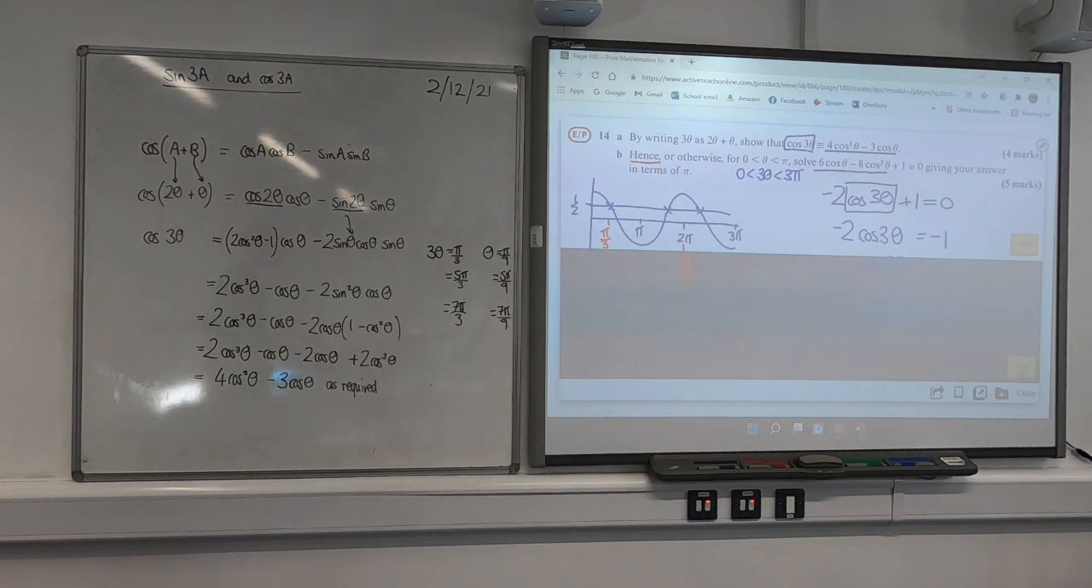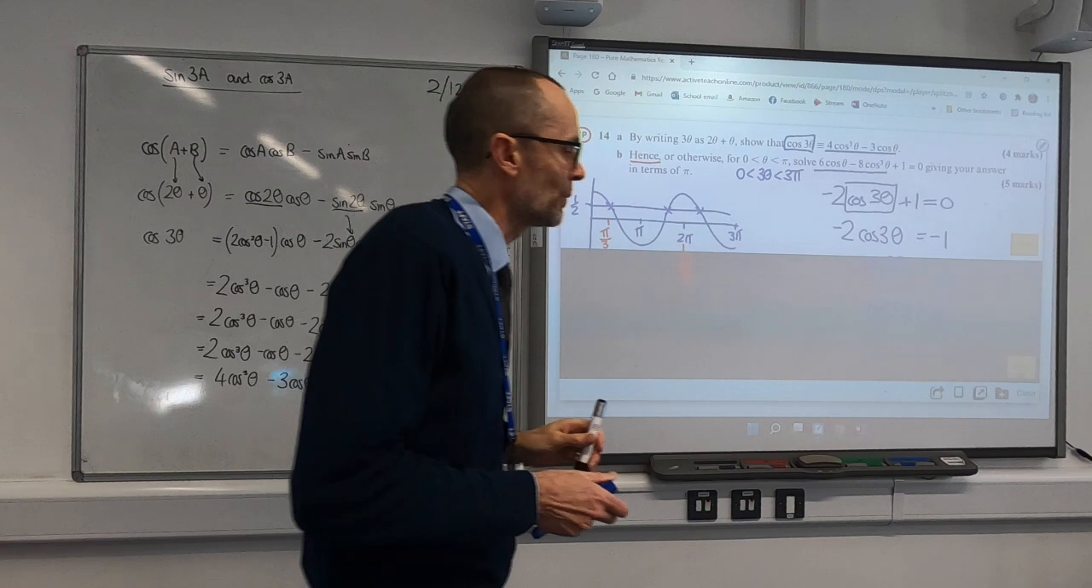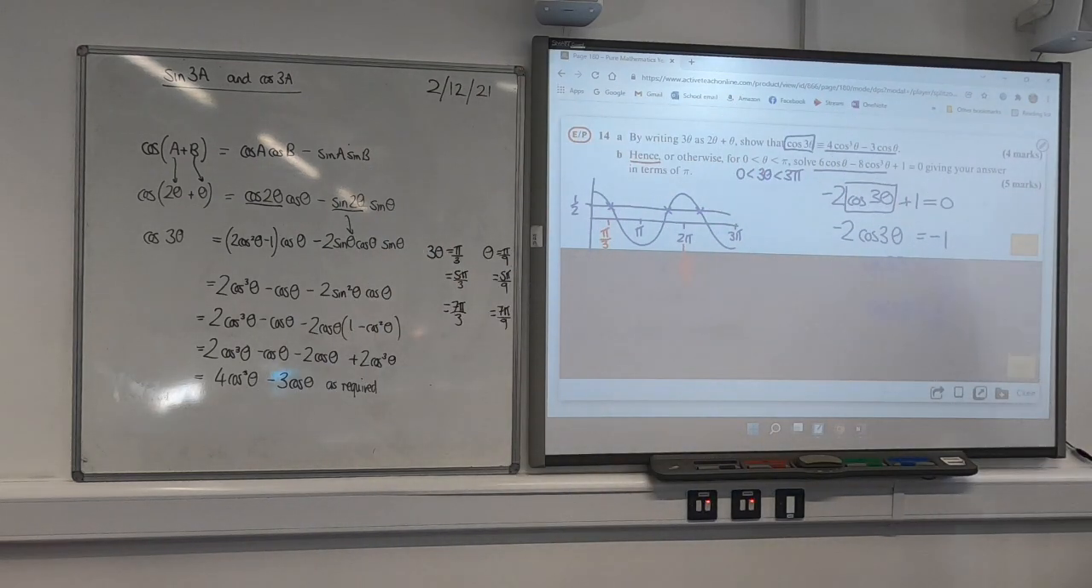Now it seems weird at the moment, but I promise you, if that crops up in the summer, you'll punch the air because you'll be so used to doing it. It's quite a nice standard definition, a standard proof.